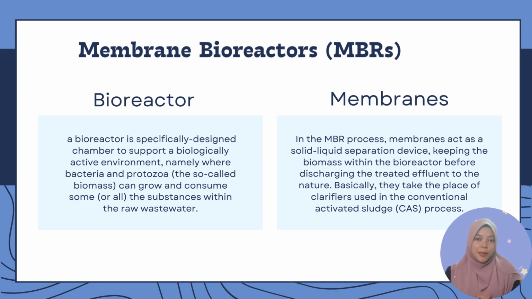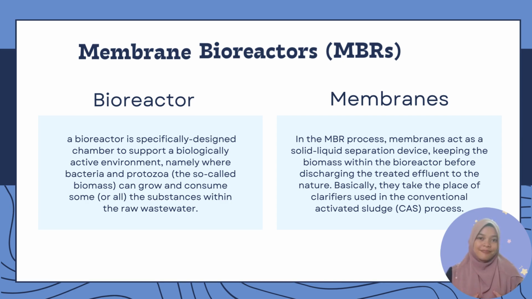Typically, membranes are installed after an aerobic or anoxic bioreactor. So the next word is membrane. In wastewater, a membrane acts as a solid-liquid separation device, keeping the biomass within the bioreactor before discharging the treated effluent to nature. Basically, they take the place of the clarifier used in the conventional activated sludge process. Both micro and ultrafiltration membranes can be used in MBR applications. Typically, UF membranes are the preferred choice because of their superior separation characteristics and lower fouling tendency.